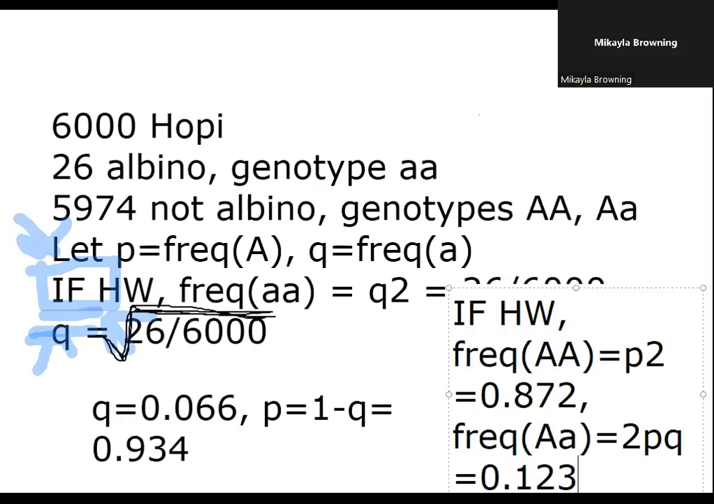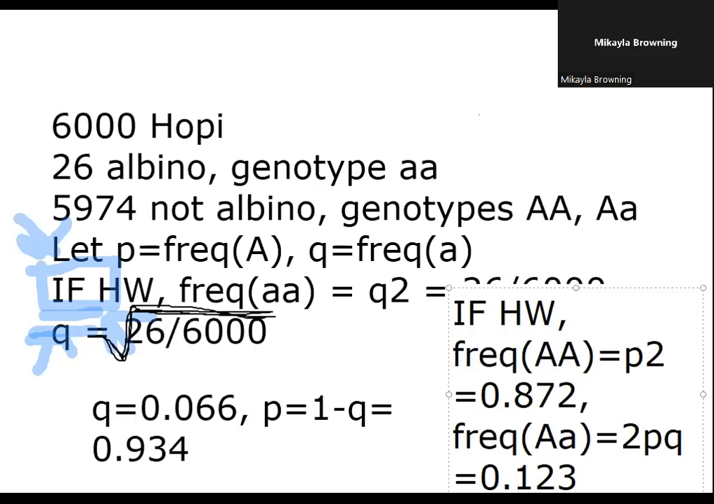Okay, so we basically worked the problem. If the population is in Hardy-Weinberg, then the frequency of homozygous dominance would be 0.872, or 87.2% of the Hopi would not be carriers of albinism. And then 0.123, 12% of the Hopi, that's roughly 1 in 6, would be carriers of the albinism allele. That could be interesting to know, that we have a surprisingly high frequency of carriers. It's an order of magnitude less than this in most human populations. So that's our problem. That's the solution.